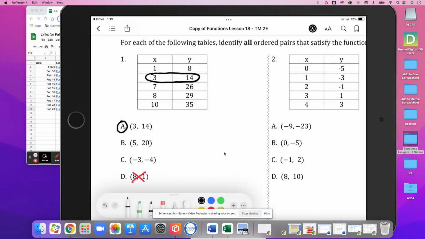So the only two that I have left to try are B and C, the 5 and the 20. Now there's a couple ways to do this. You could try to extend the table and that sort of thing. The way that I think is going to be easiest and I know is going to work every single time is to write an equation and then test those values in the equation, just like we did in lesson 17.